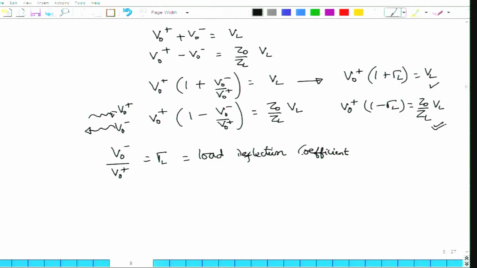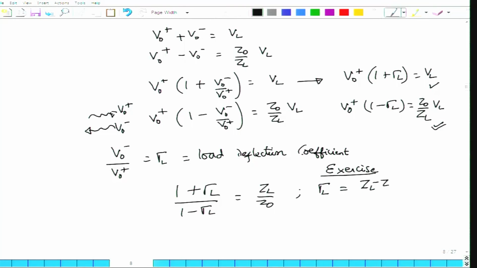Now I divide these two equations. When I divide, V0 plus goes away, VL also goes away, and what you get is 1 plus gamma L by 1 minus gamma L is equal to ZL by Z0. I can rearrange this equation to solve for gamma L. I will leave this as a simple exercise for you: invert the relationship to show that the load reflection coefficient gamma L is given by ZL minus Z0 by ZL plus Z0.